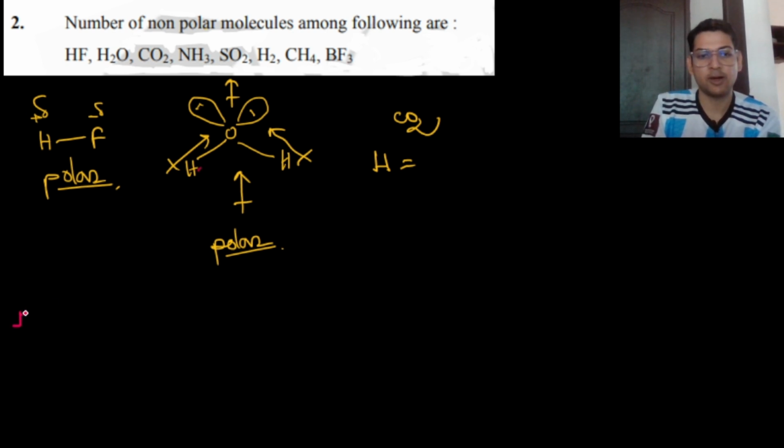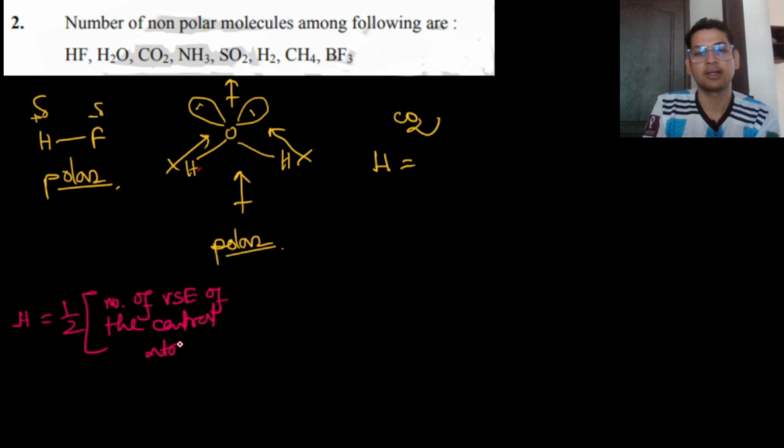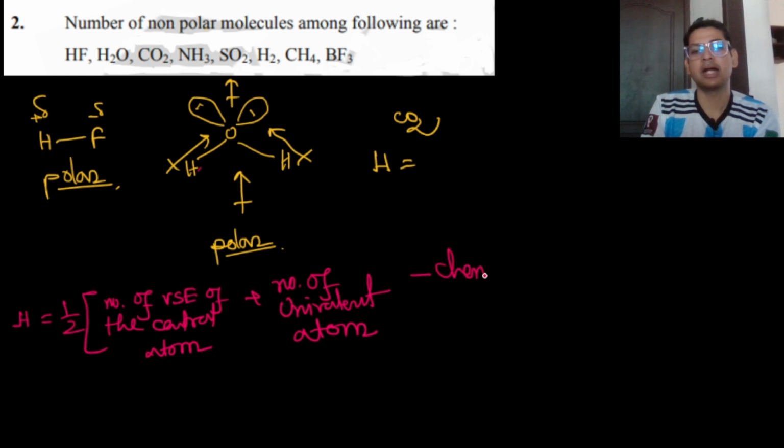How to calculate H: H equals half of the number of valence shell electrons of the central atom, plus the number of univalent atoms, minus the charge of cation, plus the charge of anion. This is the formula.